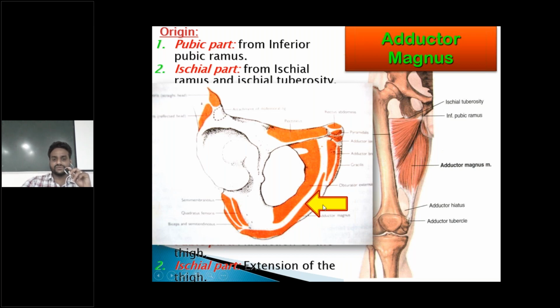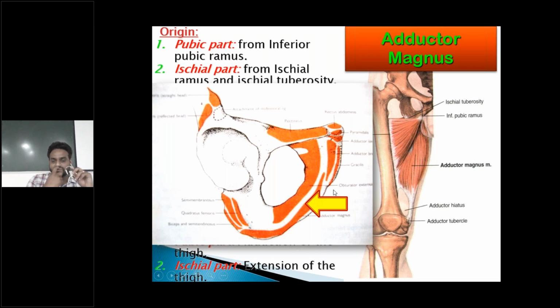Because this is a hybrid muscle, it has dual nerve supply. Already I told you, the adductor muscles or medial compartment muscles take origin from which part of the hip bone? The pubic part of the hip bone. Here you see, in the anterior aspect of the pubic bone, the red lines indicate the origin of the adductor muscles.